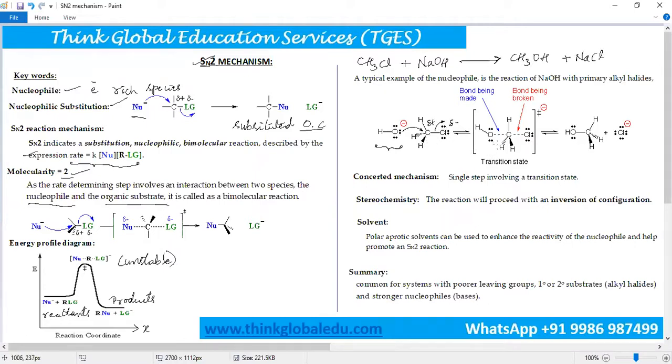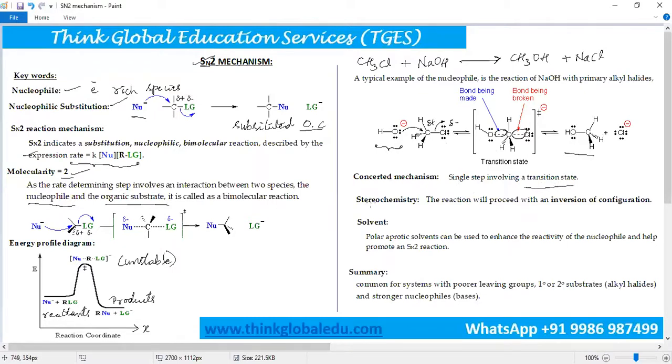This reaction proceeds via formation of an unstable transition state in which the carbon atom has 3 complete bonds and 2 partial bonds. This step indicates simultaneous bond making and bond breaking. And after the loss of the halogen ion, the alcohol will be obtained. This type of reaction mechanism is considered to be a concerted mechanism as it explains the reaction in a single step involving a transition state.